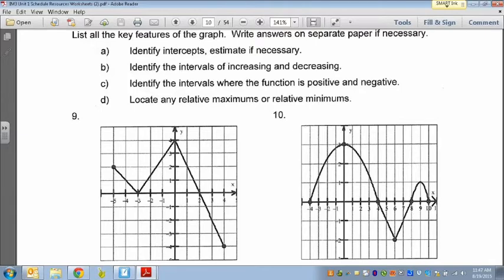I'm going to quickly label them for us here. One's at -3, 0, 0, 4, and 2, 0. Those are x and y intercepts. All right, now let's deal with the increasing.